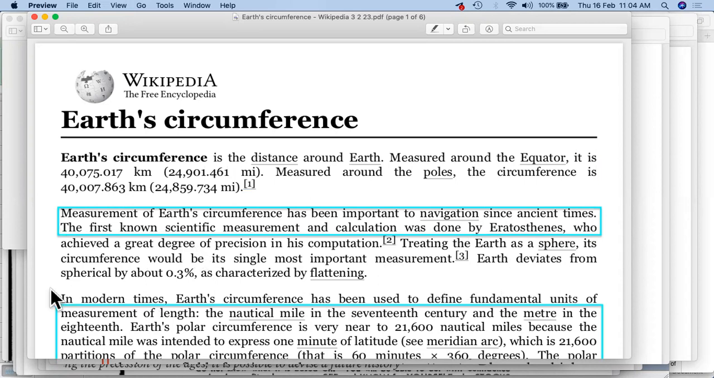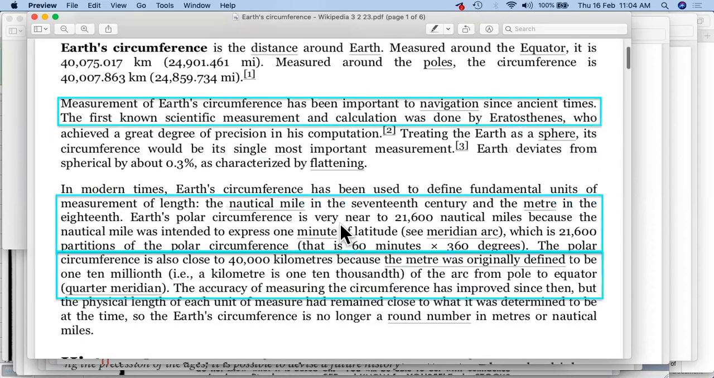So Earth deviates from spherical by about 0.3 degree as characterized by flattening, right? So this is first and most important. You will be able to find this article on Wikipedia. I've just made a PDF document of that so that it becomes easier for me, right?